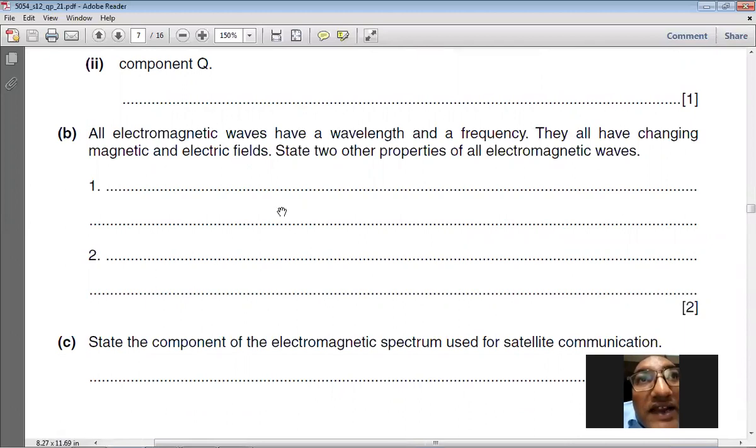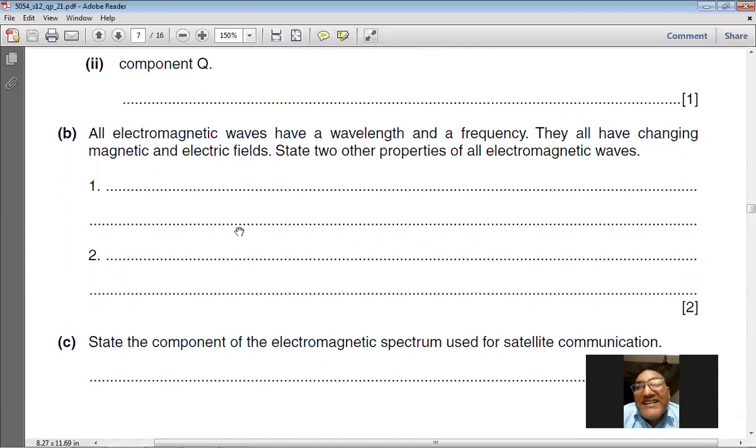All electromagnetic waves have a wavelength and a frequency. They all have changing magnetic and electric fields. State two other properties of all electromagnetic waves. All electromagnetic waves are transverse waves. Another property of all electromagnetic waves is they all travel with the speed of light in the vacuum.